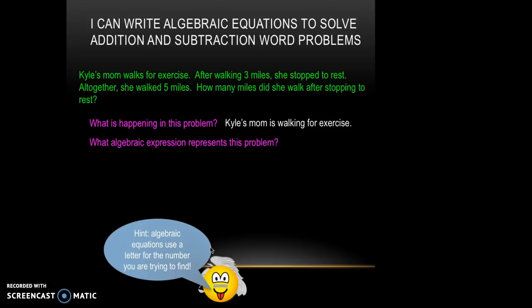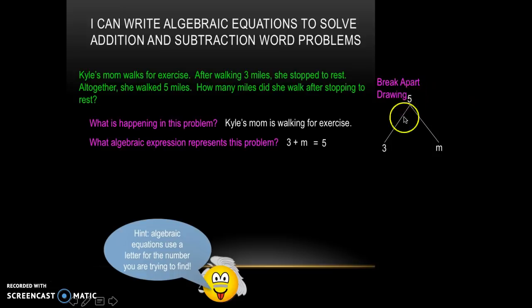Now remember that algebraic equations use a letter for the number you're trying to find. When you were younger, it was probably an empty box that you had to fill in. So since we're looking for miles, we're going to use the letter M. And we know that she walked 3, then she rested. She walked an unknown number of miles, and then altogether she walked 5. Now, we could look at this with a break apart drawing. I think that you use these in elementary school.